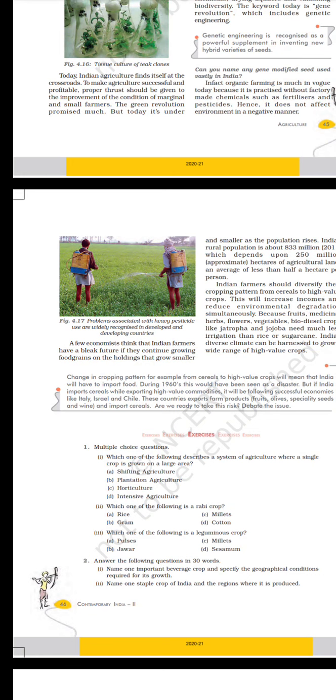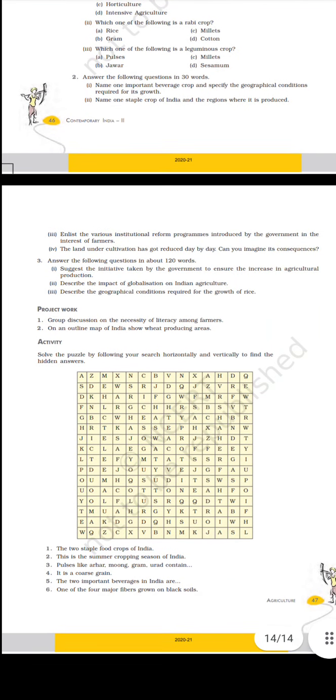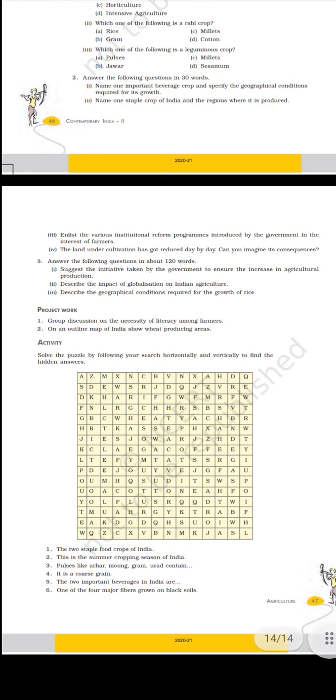Enlist the various institutional reform programs introduced by the government in the interest of farmers. The land under cultivation has got reduced day by day. Can you imagine its consequences? Answer the following questions in about 120 words. Suggest the initiative taken by the government to ensure the increase in agriculture production. Describe the impact of globalization on Indian agriculture. Describe the geographical conditions required for the growth of rice.